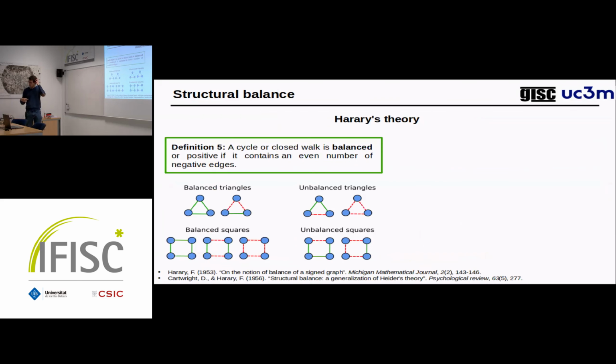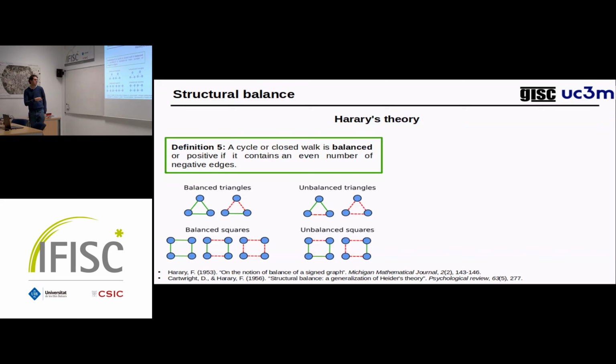Okay, this notion of the sign of a walk or of a cycle can be exploited to develop a theory, which is the theory of structural balance that was developed by Harary. And this mathematician said that a cycle is balanced if it is positive, if it only contains an even number of negative edges. So the enemy of the enemy is my friend is a positive and thus balanced cycle, but the friend of my friend is my enemy would be unbalanced.